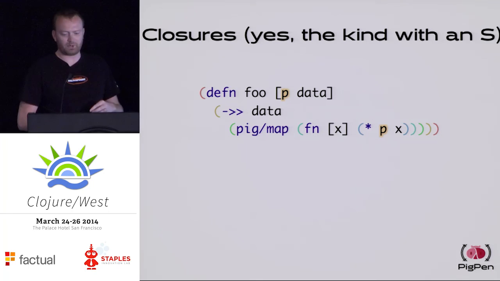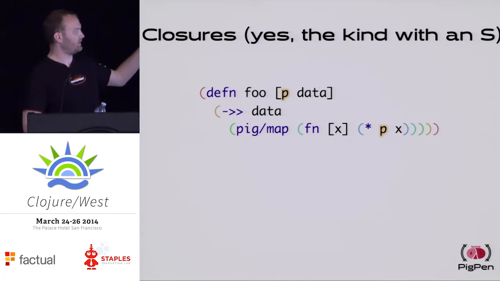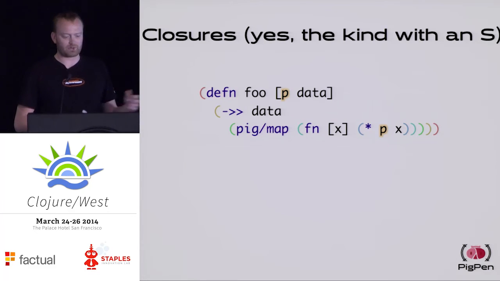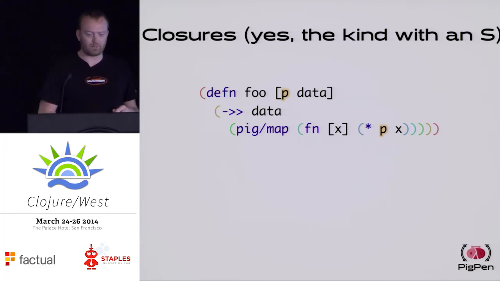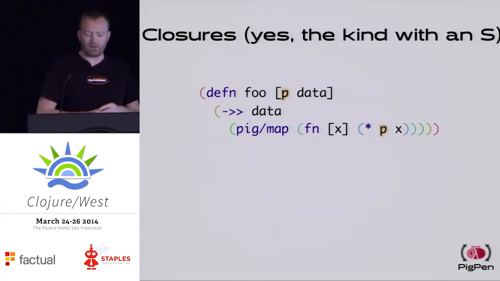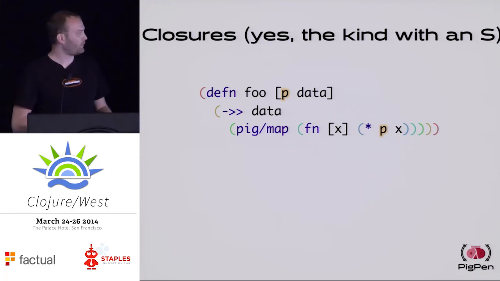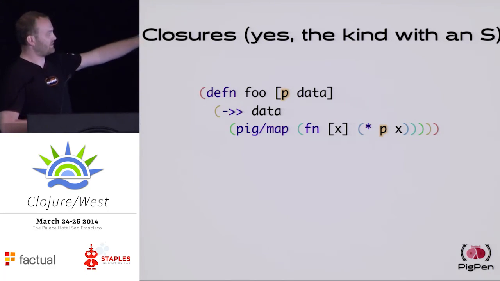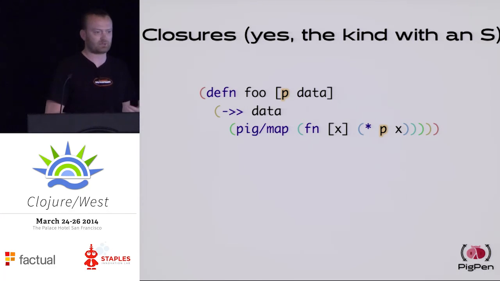I also, in PigPen, wanted to close over data, and this is how we parameterize functions. I have a function foo here that takes a parameter p and some data. I'm assuming data is another PigPen expression tree of other PigPen expressions. Then we apply map to it. What's interesting about this is our function foo, the threading data through map, that all happens locally. That all happens at script generation time.